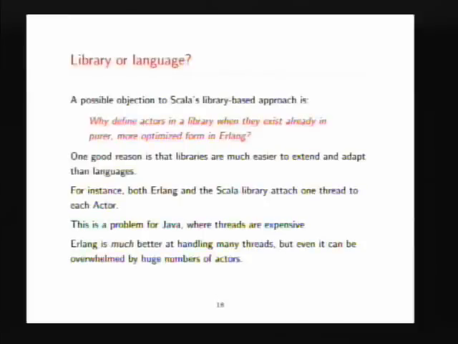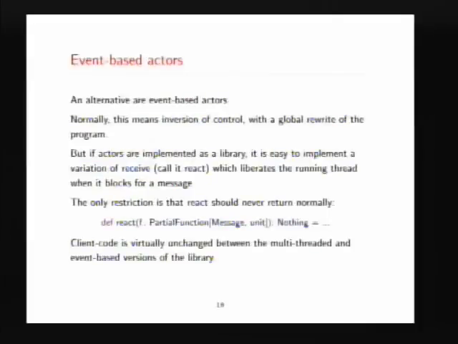One example for that is that both Erlang and the original Scala library, I should say, attached one thread to each actor. So every actor is a thread. That can be a big problem for Java because threads are expensive. It means you can't scale beyond a couple thousand actors, and some applications want more than that. Erlang is much better at handling many threads because it has a runtime system optimized for that. But even it can be overwhelmed by really huge numbers of actors. And what do you do if threads are too expensive? Well, you want to go event-based, right?